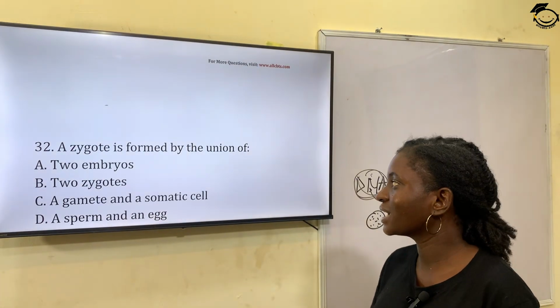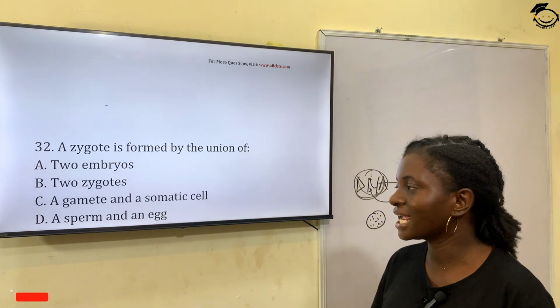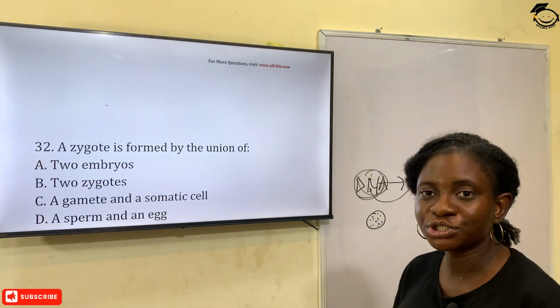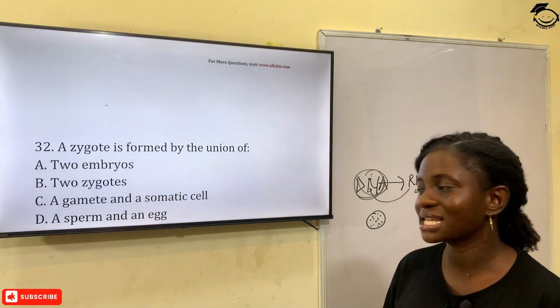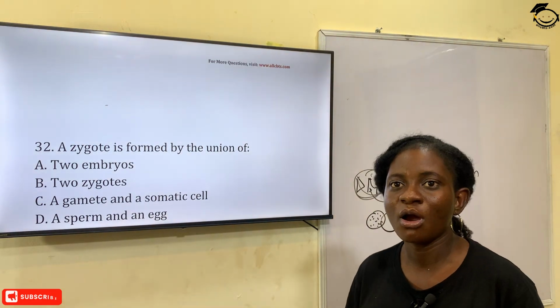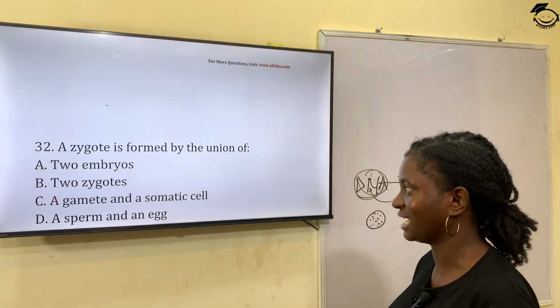Question 32. A zygote is formed by the union of: option A, two embryos; option B, two zygotes; option C, a gamete and a somatic cell; option D, a sperm and an egg.